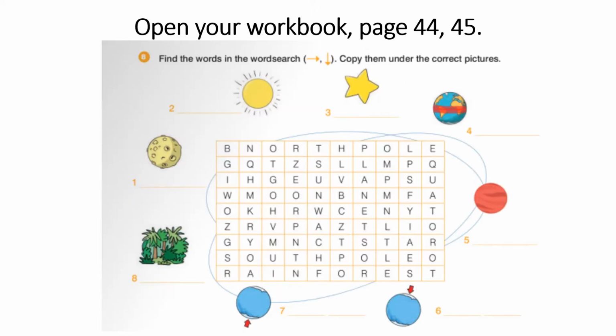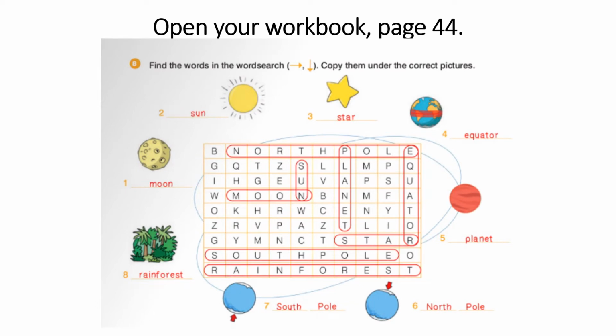Page 45. First exercise, find the words in the word search. Copy them under the correct picture. Pronađi tražene riječi u osmosmjerci, zaokruži ih olovkom pa napiši ispod sličica. So find the words and then write them under the pictures. Stop the video. And let's check.